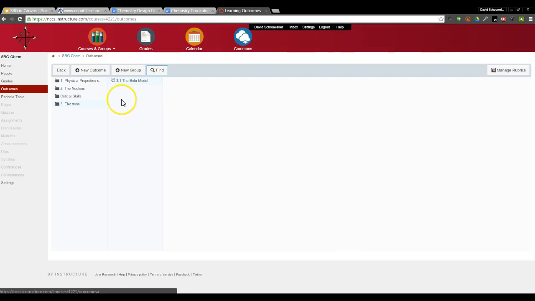Once you've got all of your outcomes set up, the next step is to align the outcomes to a particular way of demonstrating mastery, of assessment, okay? And there are two main ways to do this, through quizzes or tests and through projects or rubrics. So we're going to start with the quizzes first. So over on the left, I'm going to click quizzes.